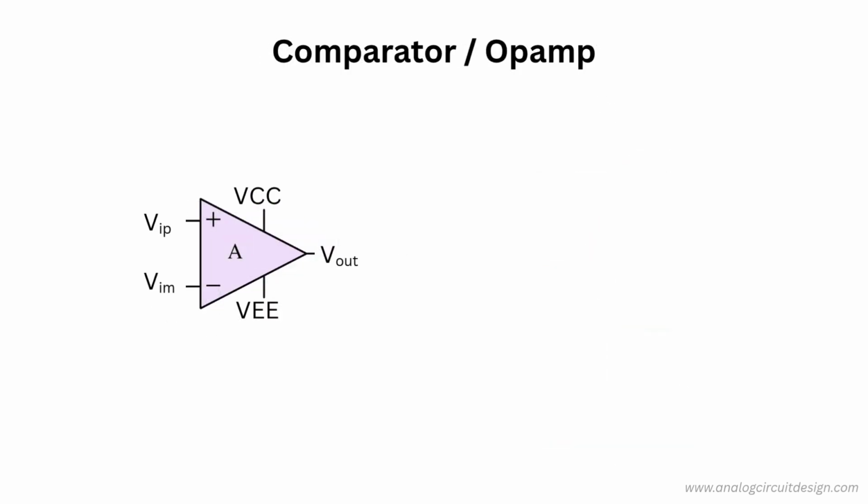A comparator, similar to op-amp, has two input terminals, one non-inverting input having plus sign and one inverting input with negative sign and a single output. If the voltage at the non-inverting input is greater than the inverting input, the output goes high, or VCC. If the voltage at the non-inverting input is lesser than the inverting input, the output goes low, or VEE.